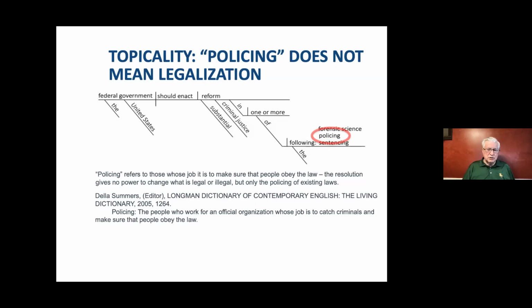This definition from the Longman Dictionary of Contemporary English: policing, the people who work for an official organization whose job it is to catch criminals and make sure that people obey the law. So we're talking about, and again, that leaves so much for the affirmative. So much of the current debate that we're engaged in politically involves not what the laws are that police are enforcing, but instead the methods that they use in enforcing the law, with protectual stops and that type of thing. And the use of unnecessary force. So that's a reasonable limit to put on the affirmative.